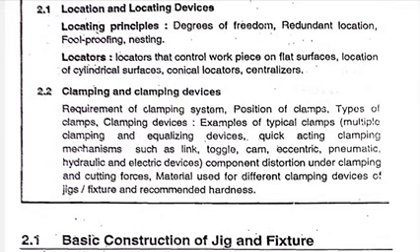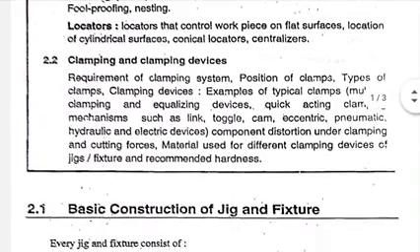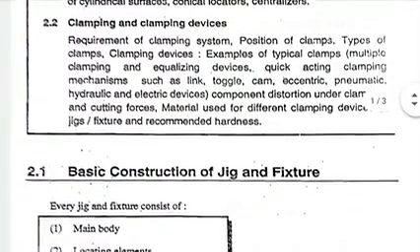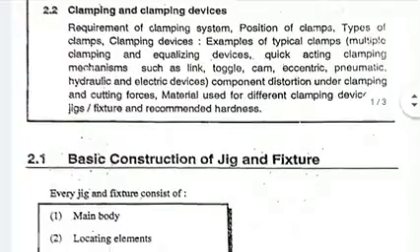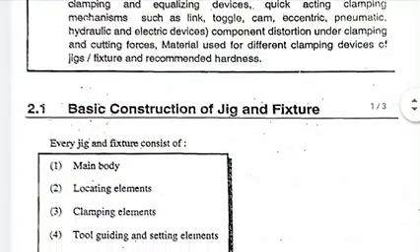Also, we are going to see clamping and clamping devices, that is, the requirements of a clamping system, position of clamps, types of clamps, then clamping devices, examples of typical clamps, for example multiple clamping equalizing devices, then link, toggle, cam, eccentric, pneumatic cams, then component distortions under clamping and cutting forces, materials used for different clamping devices, and hardness required.